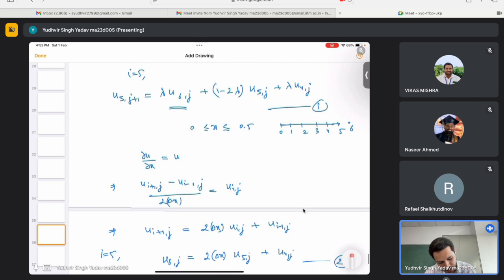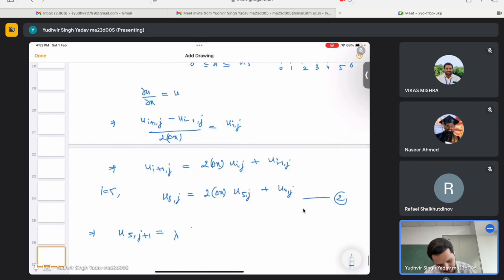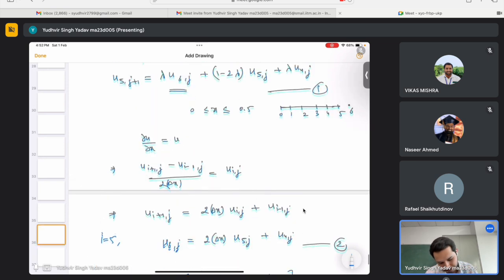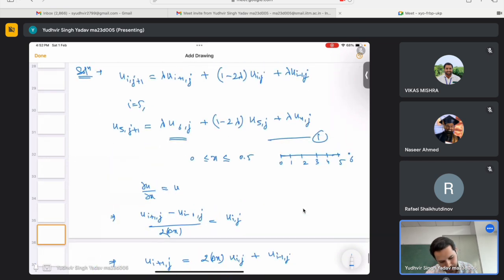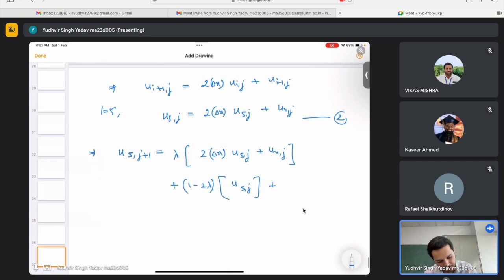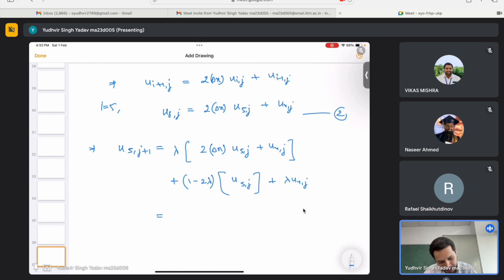If you substitute equation 2 in equation 1, you will have lambda times twice of delta x u5j plus u4j and 1 minus 2 lambda u5 comma j plus lambda times u4 comma j. So delta x we have 0.5.